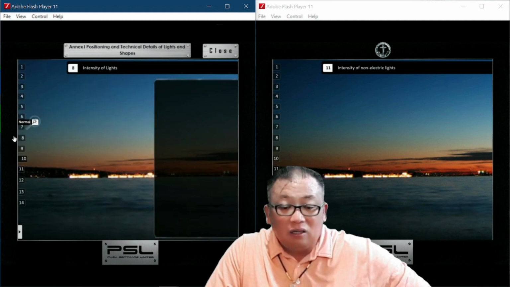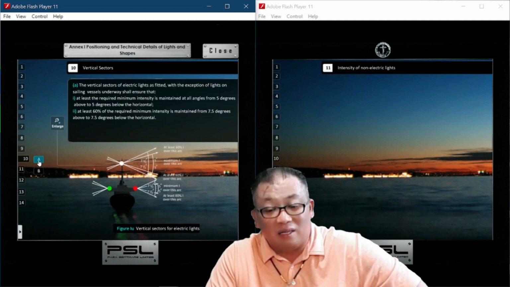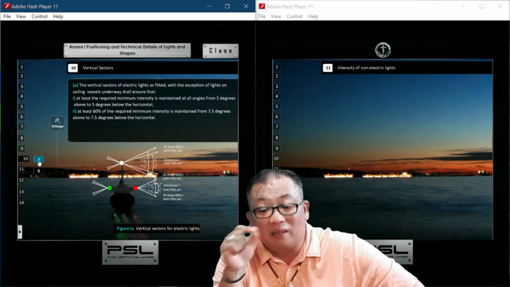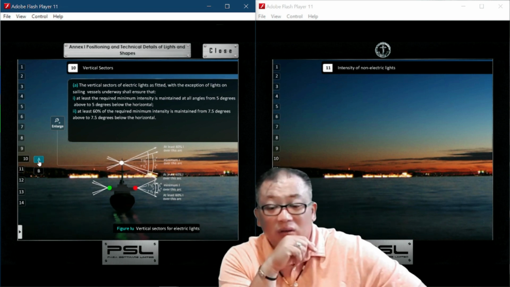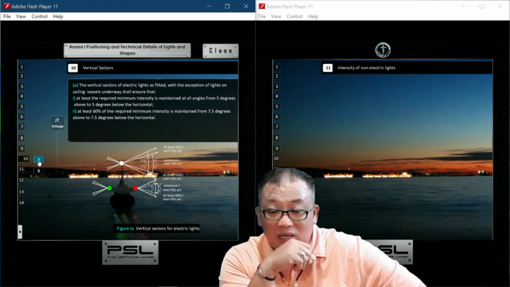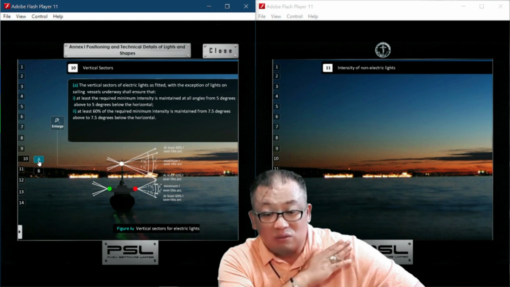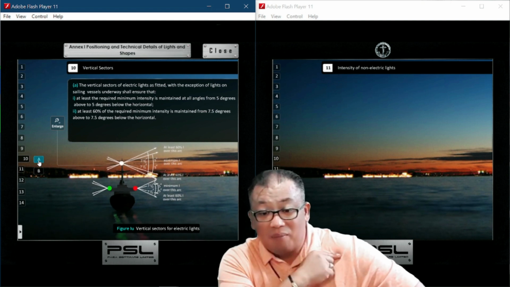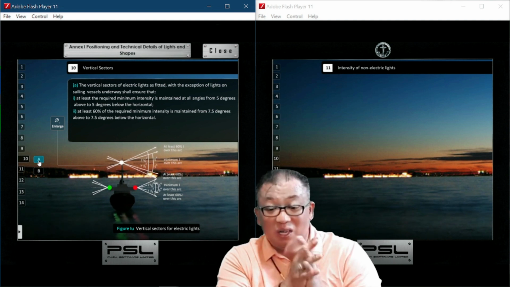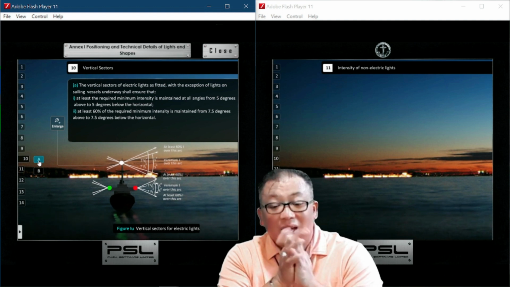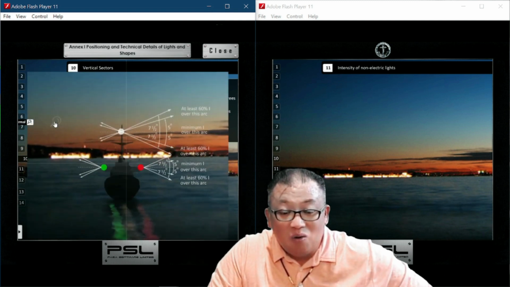Okay, we're talking about in 10 alpha, the required minimum intensity. There is a required minimum intensity at all angles, meaning maybe you are looking at the back, you're looking at the front, the required minimum intensity is there. So it is at all angles 5 degrees above and below. This is the minimum. At least 60% of the required minimum intensity can still be seen above 7.5 degrees and below 7.5 degrees.